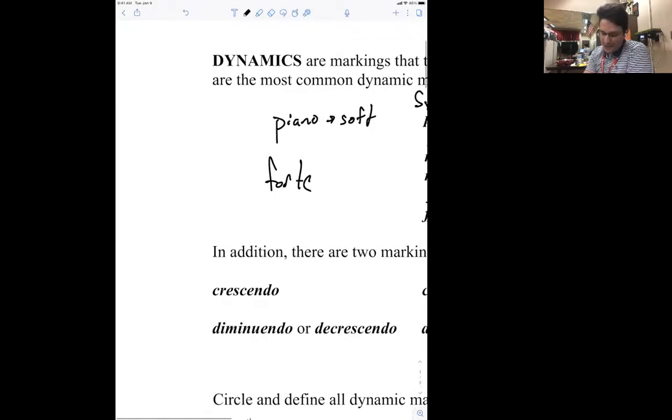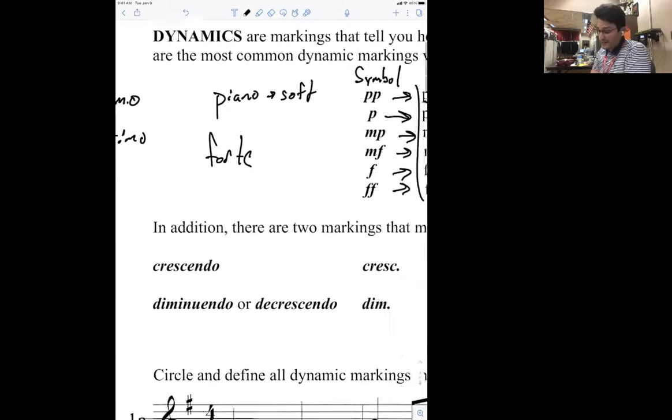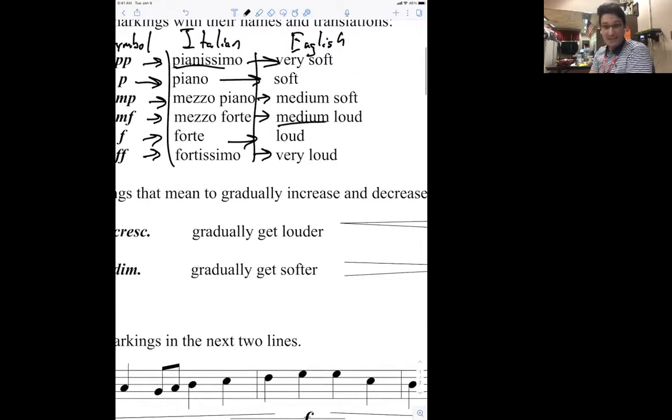So if we add the suffix issimo to forte, for fortissimo, that means very loud. If we add issimo to piano to make pianissimo, that means very soft. And then mezzo, as we've already discussed, means medium. So if you know two of your terms, it should be relatively easy to remember the rest.